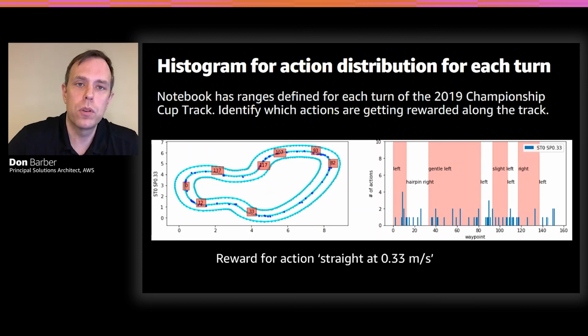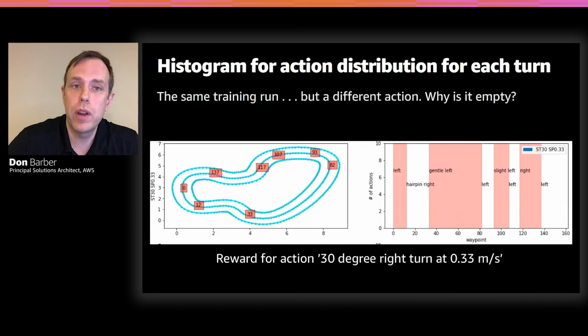Why is it being rewarded for going straight on a sharp left turn? That's something that we might want to look into and maybe put a little if statement in there to not reward on that. But it also picks out some other interesting things. So this is the exact same training run, but for a different action. This is actually 30-degree right turn at 0.33 meters per second, and we can see it's not rewarded at all.